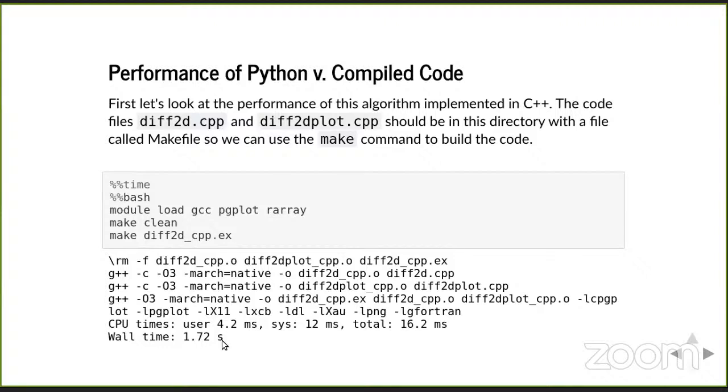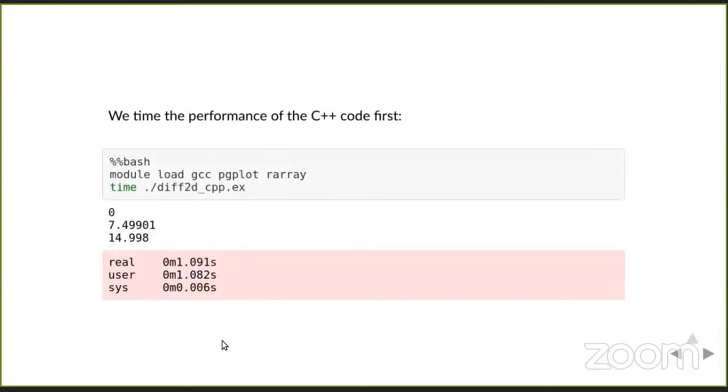And then once we've compiled it, we can run it. So this code can be run again in a bash cell. We'll have to load the modules again because each shell starts anew in the Jupyter Notebook, unfortunately. So we'll have to load those again. And then we can time how long it takes to run it.